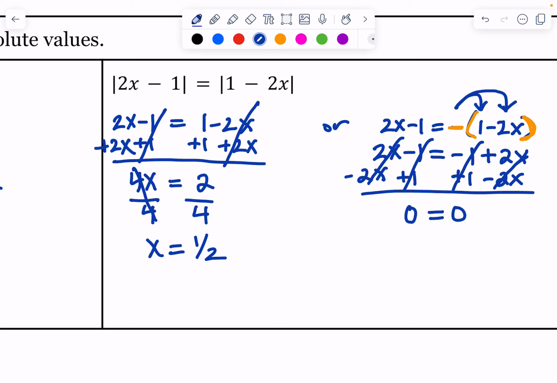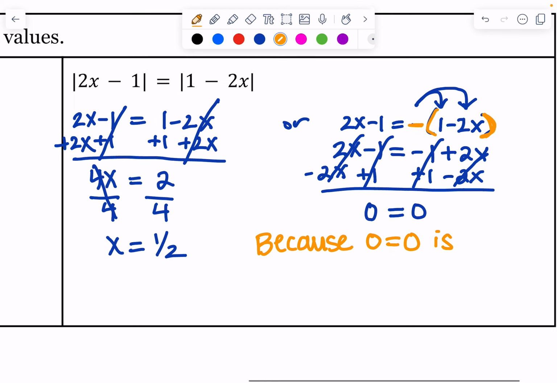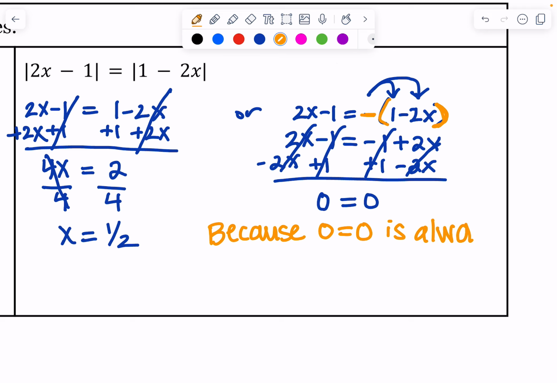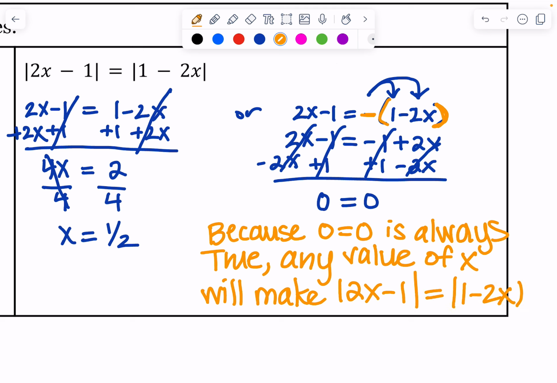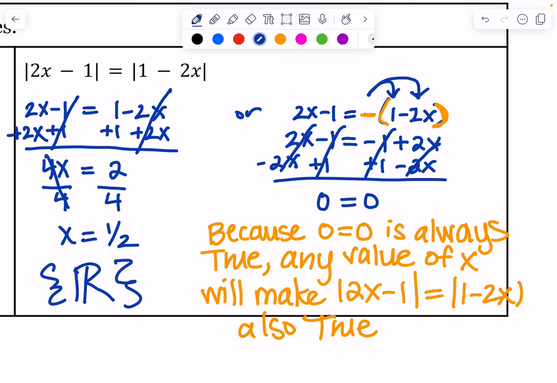And what this means is, because 0 equals 0 is always true, any value of x will make the absolute value of 2x minus 1 equal to 1 minus 2x also true. So for here, our solution set is all real numbers.